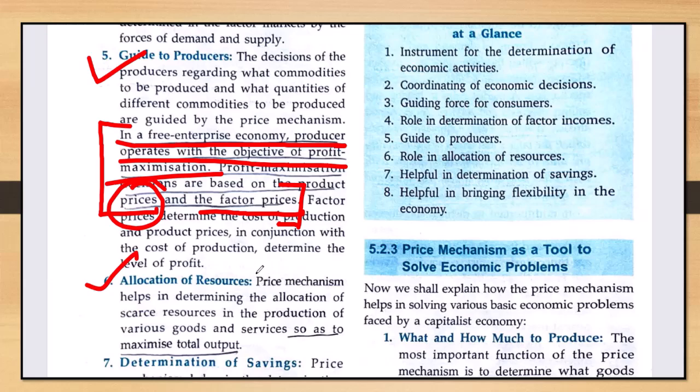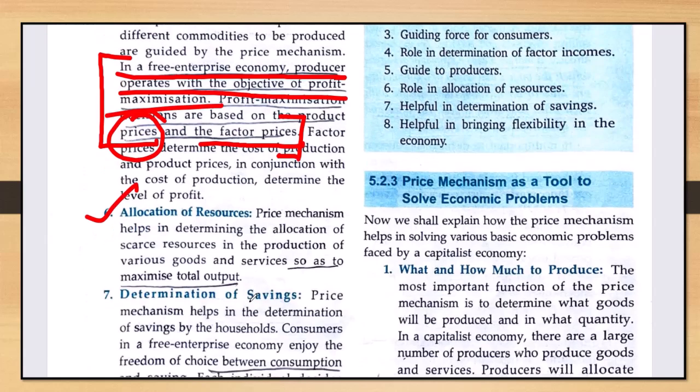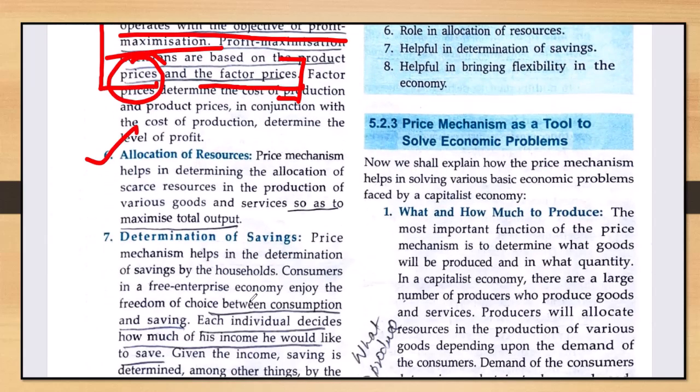That means since the producers and consumers, everybody knows the price of the commodity, it helps the producers to allocate the scarce resources carefully, diligently, depending on the price determined. That means allocation of the scarce resources in the production of various goods and services so as to maximize total output.